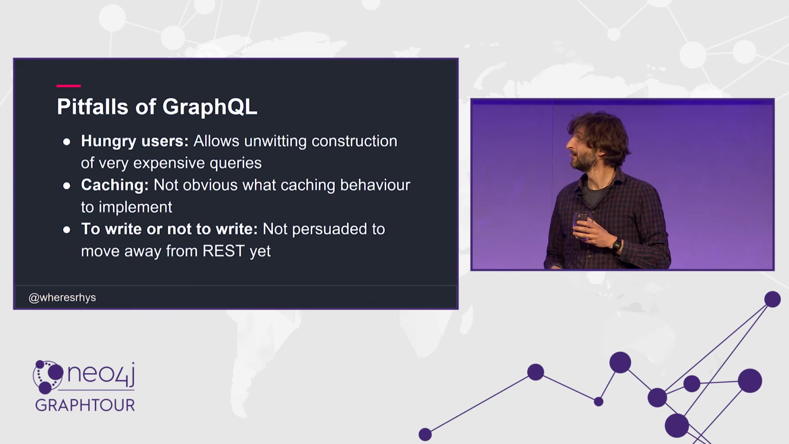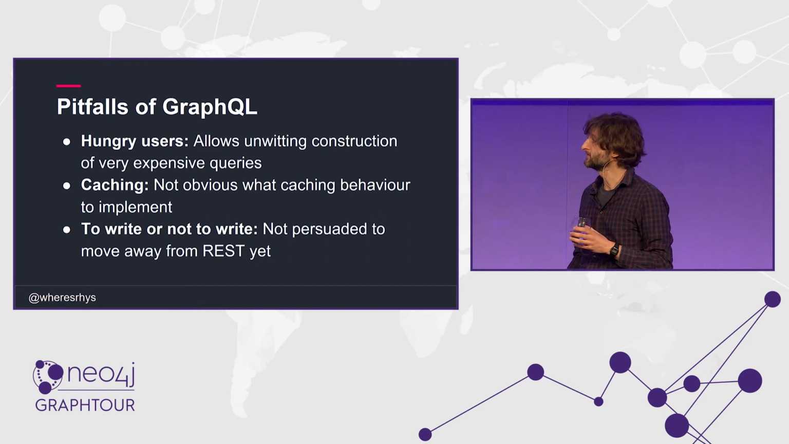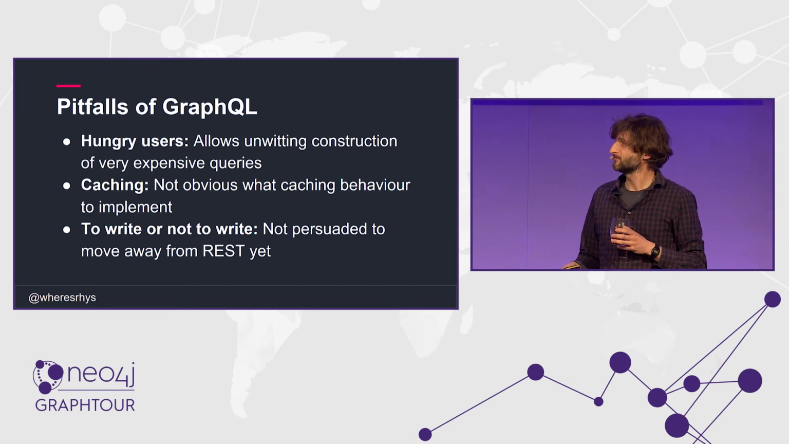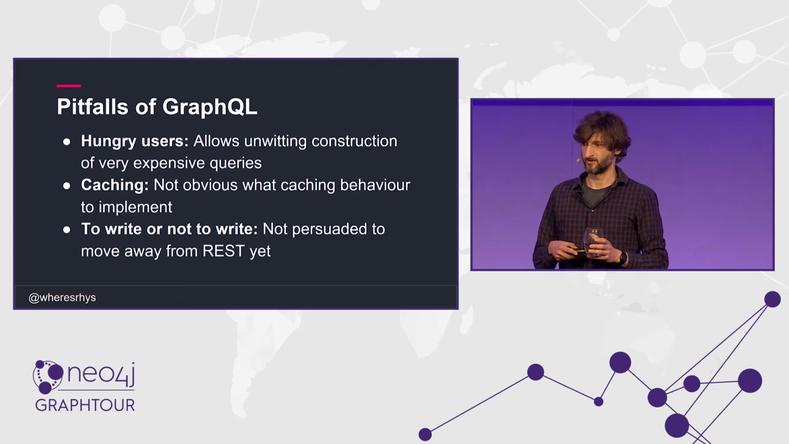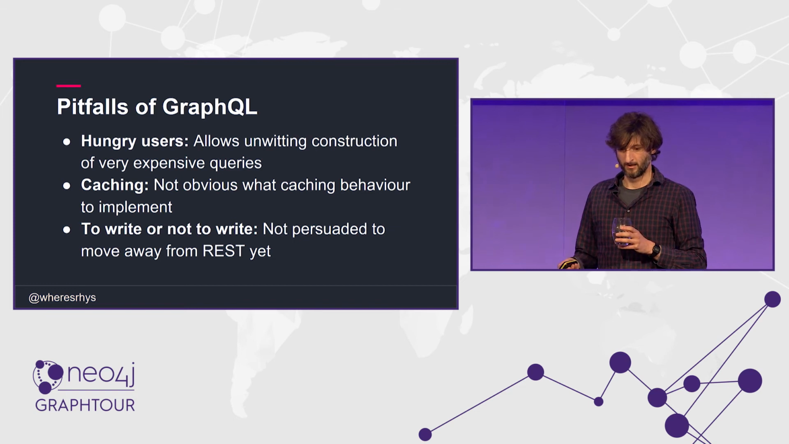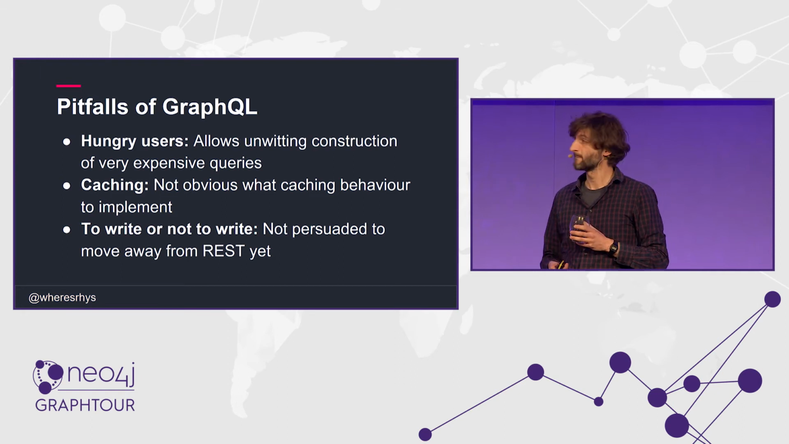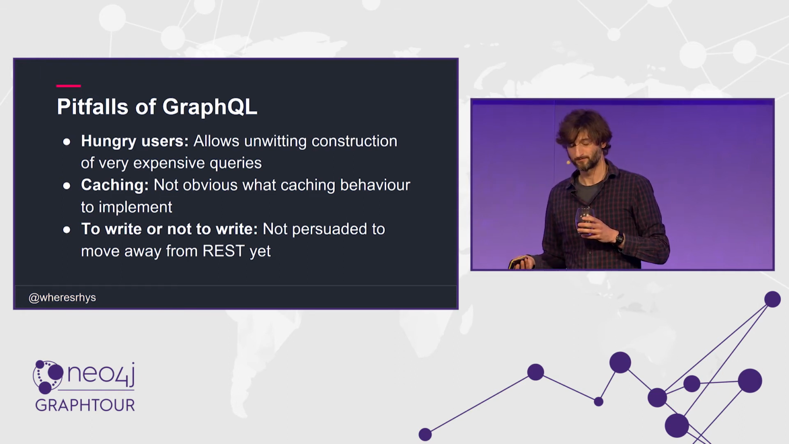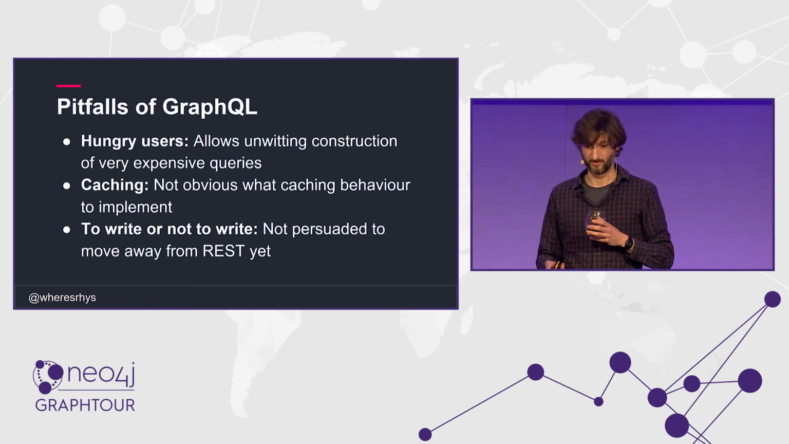On the downside, it is theoretically possible for our users to write very expensive queries. It's not happened yet, but we're conscious it could. GraphQL in general, it's kind of difficult to know what to do about caching because the user defines the query, so it's a bit difficult to know what the similarities are going to be between requests. It's not been a problem for us yet, but when we come to implement caching, there's going to be some tricky questions. And you can use GraphQL as a write API. I'm not convinced it's a massive improvement on REST, so we've stuck with REST for the time being for writes.